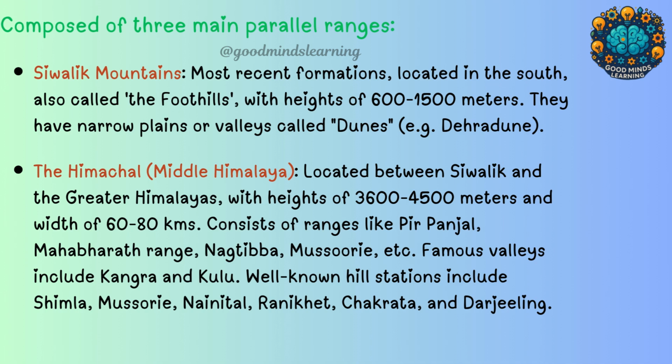Consists of ranges like Pir Panjal, Mahabharat Range, Nagtibba, Mussoorie, etc. Famous valleys include Kangra and Kulu. Well-known hill stations include Shimla, Mussoorie, Nainital, Ranikhet, Chakrata and Darjeeling.